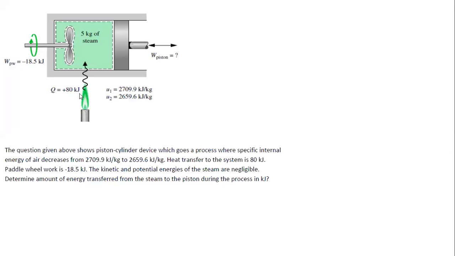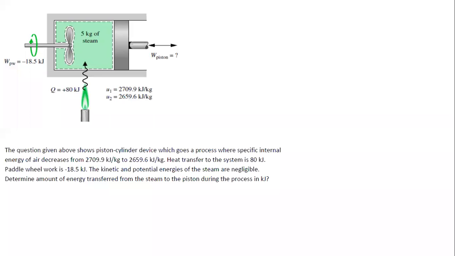And the Q is 80 kilojoules. And you can neglect the kinetic and the potential energy of the system. If you neglect the kinetic energy and the potential energy, you will have only the internal energy change of the system. So the question says, determine the amount of energy that is transferred to the system, and show the units in kilojoules. Okay. Let's do our example.